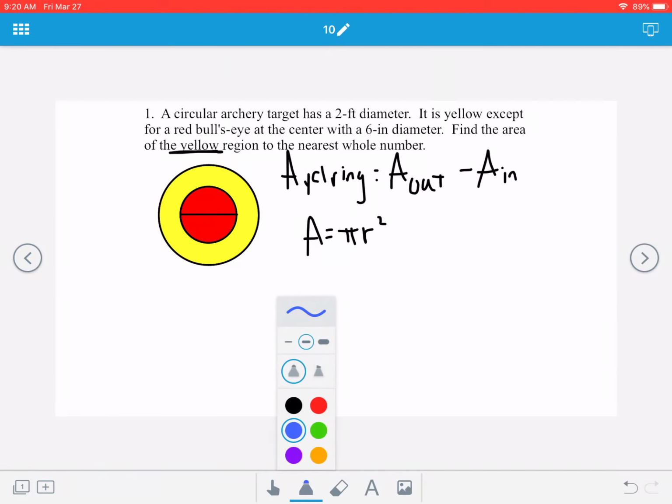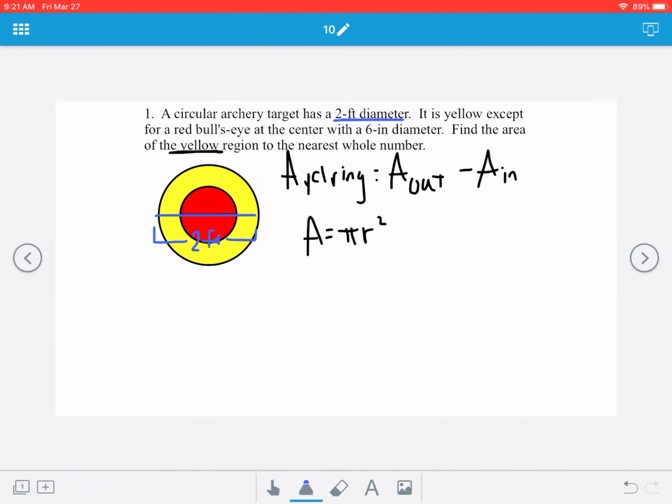In blue, I'll do the big circle, the outside one. It says it has a target that's 2 feet in diameter. Remember, diameter is the distance across. So the entire target here has a diameter of 2 feet. So then to find the area, I need to know the radius. Well, if the diameter is 2 feet, then that means the radius would be 1 foot.